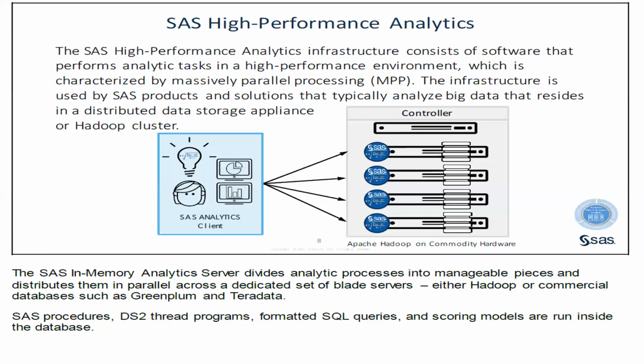For example, we have 100 GB of data. If you have 100 GB of data in Hadoop or any other database like Greenplum or Teradata, what happens? The SAS in-memory analytics will divide the analytical process into 10 GB, 10 GB like that. So massively parallel processing means instead of performing the analysis on 100 GB of data, it will divide the data into 10 GB, 10 GB, 10 GB, and it will perform parallel analysis on all the thread programs.